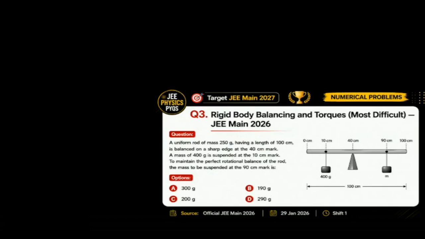Let us solve this JEE Main 2026 problem based on torque and rotational equilibrium. We have a uniform rod of mass 250 gram and length 100 centimeter. It is supported at the 40 centimeter mark. A 400 gram mass is suspended at the 10 centimeter mark. To maintain the perfect rotational balance of the rod, we have to find the mass to be suspended at the 90 centimeter mark.